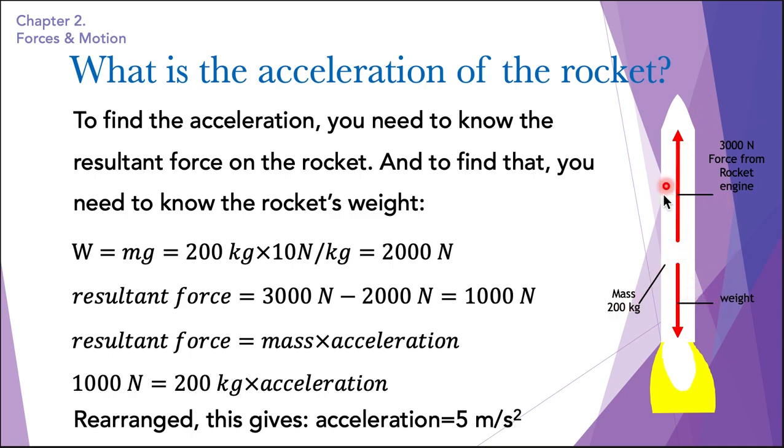So we're going to find the resultant force. Why are we going to find the resultant force? Because we're going to apply this equation here. To find the resultant force, we had to find the downward force as well, which is the weight. So we first find the weight, then we find the resultant force, and then using this equation and the resultant force, we find the acceleration. So this is how we use different equations.